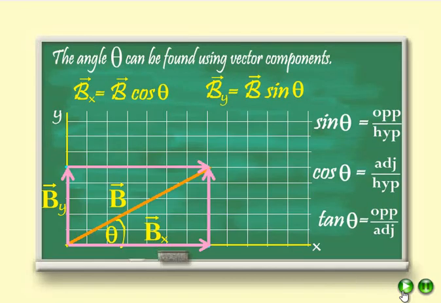These simple trig functions can now be used to find the components of vector B. The x component of vector B is equal to vector B times the cosine of angle theta, or you can find the angle theta by using the cosine of angle theta is equal to the x component of vector B divided by vector B, and the y component of vector B is equal to vector B times the sine of theta, or you can find the angle theta by using the sine of angle theta is equal to the y component of vector B divided by vector B.